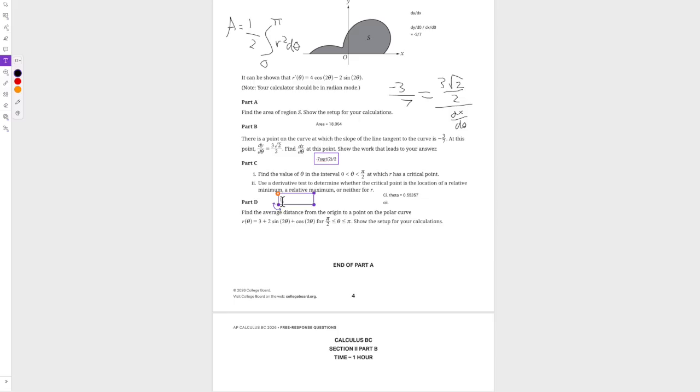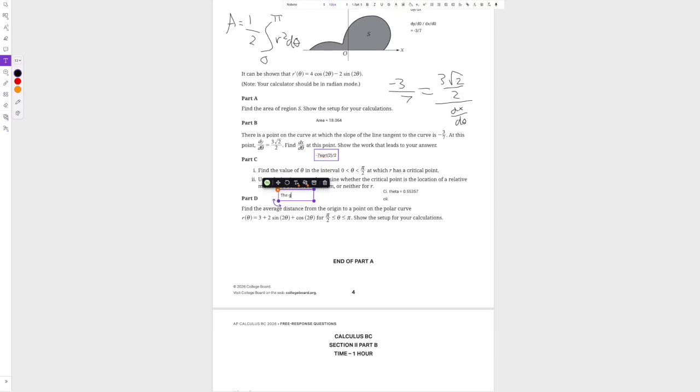So what we're going to be doing is saying the graph of r prime theta is positive before theta equals 0.55357, and negative after, indicating a relative maximum. And there you go, that's part C, I.